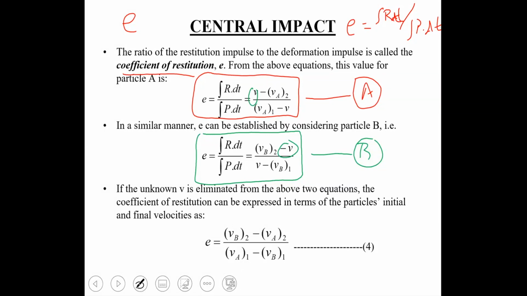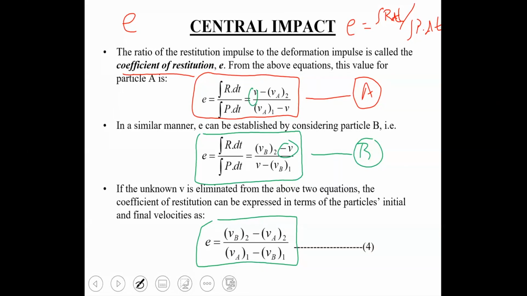So eliminating this V from equation A and B, we would get E equal to VB2 minus VA2 over VA1 minus VB1. So from equation A and B, we are going to eliminate V. Any idea how we will eliminate it? Sir, we will take V from both and equate the equations. Yes, we extract V from each and then compare the two values of V. You are going to eliminate that V from the equations. Is it clear to you?